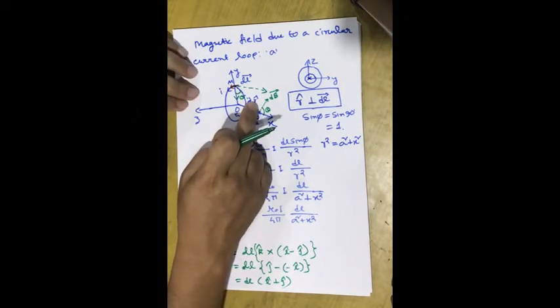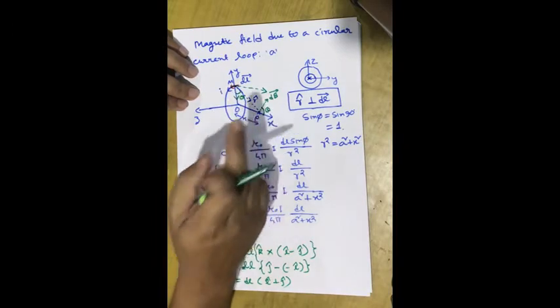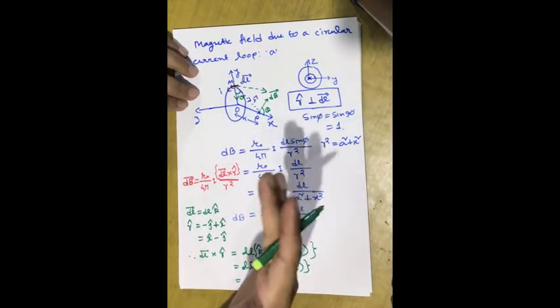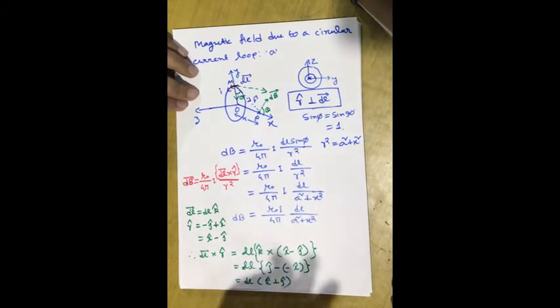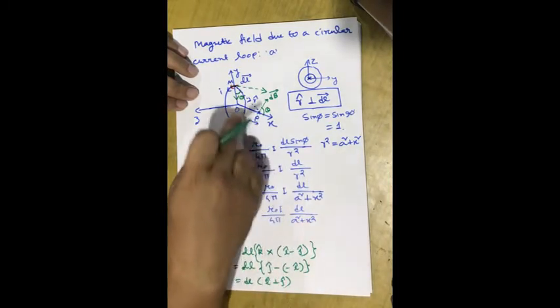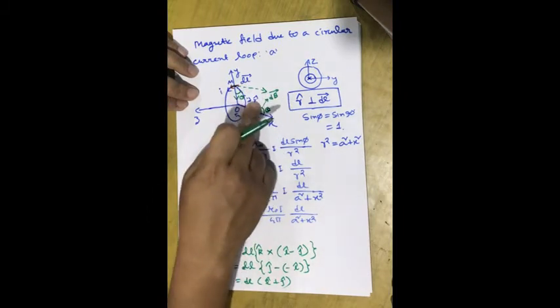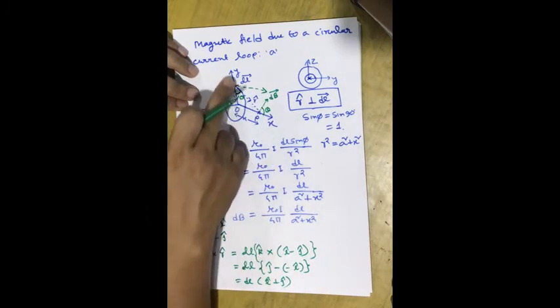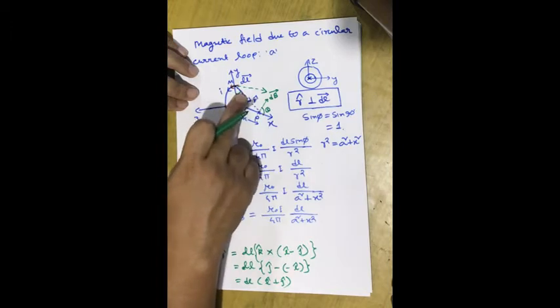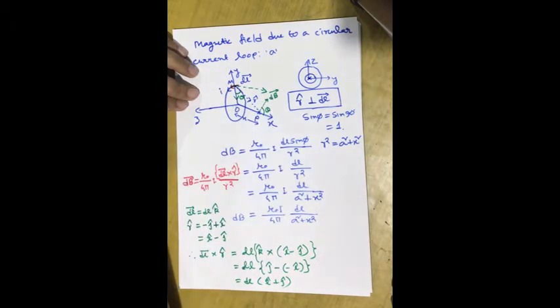And we know that if the angle between two lines is theta, then the angle between their perpendicular lines is also theta. This is a simple geometrical fact. Here OX is perpendicular to OY and dB is perpendicular to r cap. Therefore, if the angle between OY and r cap is theta, then the angle between OX and dB will also be theta.